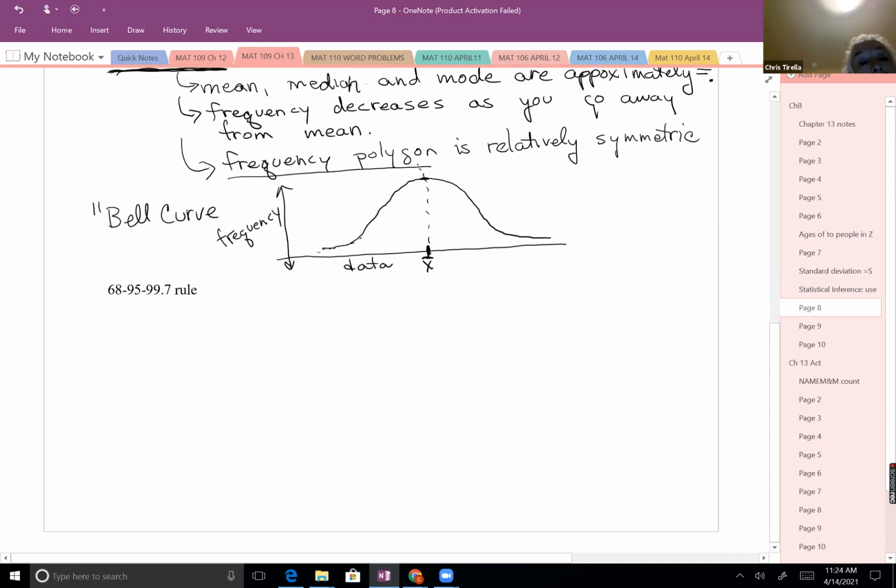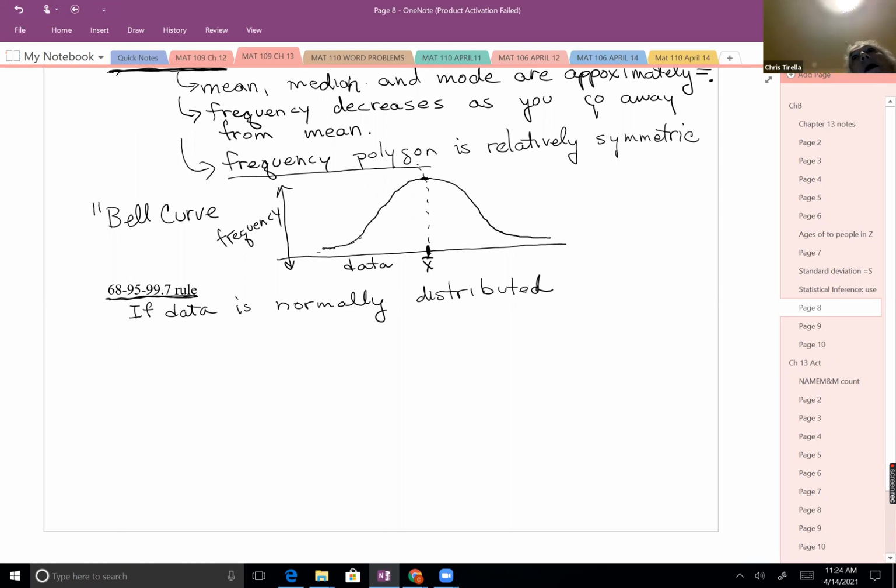There's something that's called the 68, 95, 99.7 rule. And what that says is that if data is normally distributed, and so again, normally distributed means I've got a lot of folks, the mean, median, and mode are about the same. And as I go away from the mean, my frequency decreases. And it's sort of symmetric.